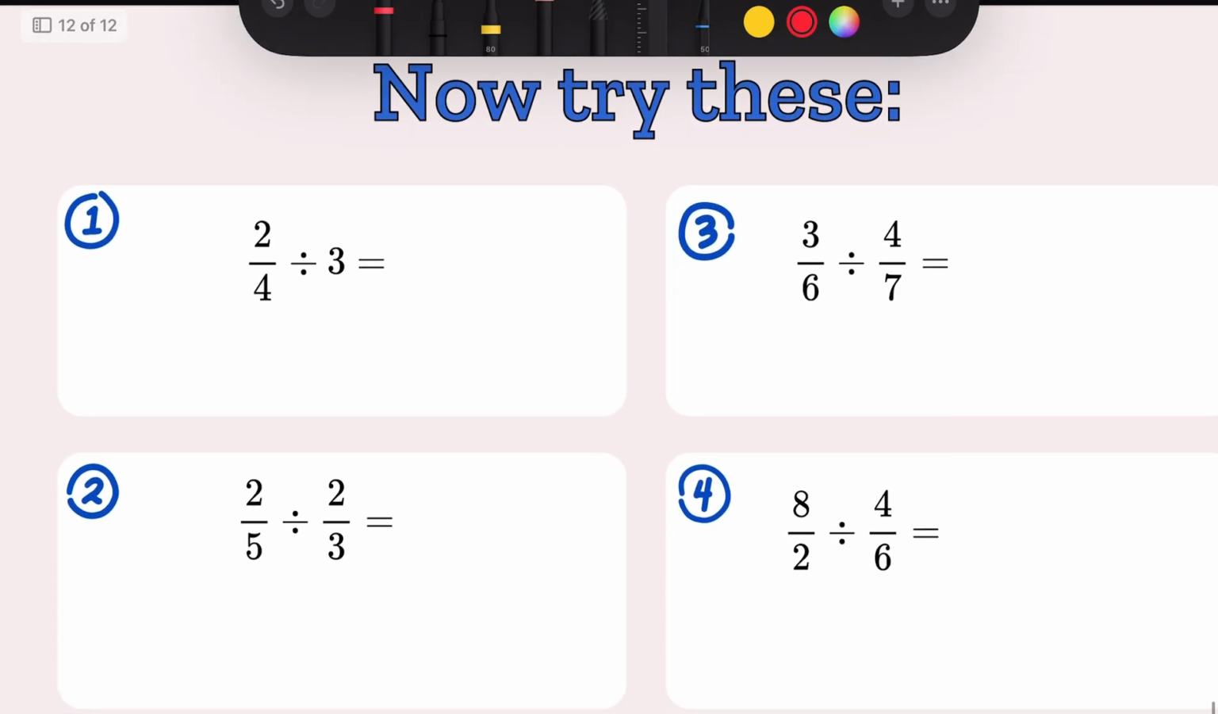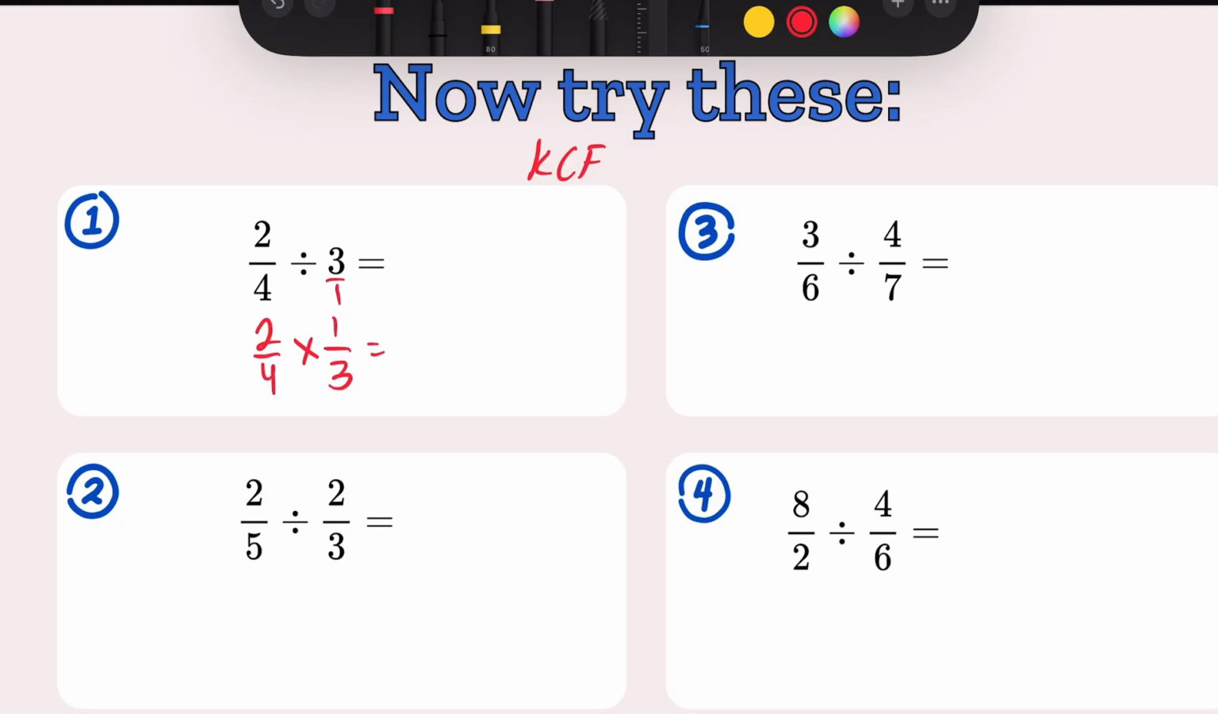Then I'll take a moment and pause the video to try these out. And when you're ready, let's get started. I'm going to have that 1 underneath. So I'm going to remember KCF. Keep, change, flip. I'm going to keep my first fraction, I'm going to change my symbol, and I'm going to flip 3 over 1 to now 1 over 3.